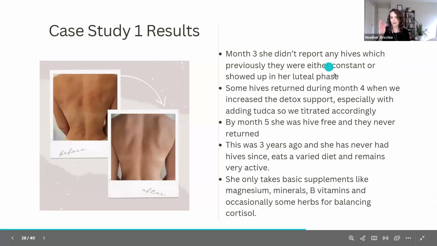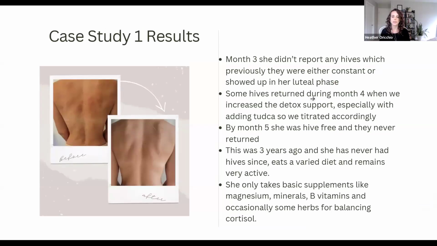Some of the follow-up of what we saw with her. So month 3, she didn't report any hives, which previously had been going on for months and were constant. She did have some hives return around month 4 when we increased the detox support. I will say this is common, and not to be alarmed if you see it. It's just a sign that the liver needs a little bit of time to catch up. So titrate back a little bit, see if there's other drainage support that you need to add in, and then continue on. So by month 5, she was hive free and they did not return.